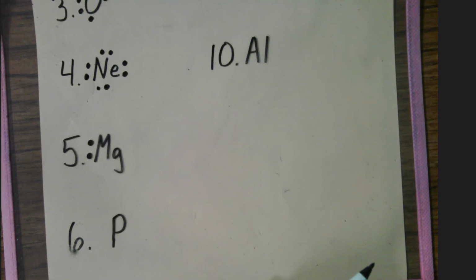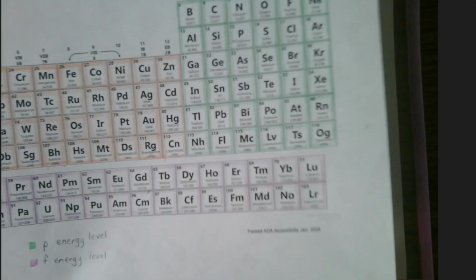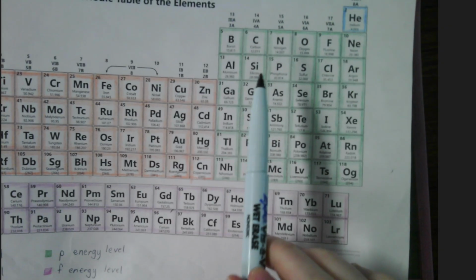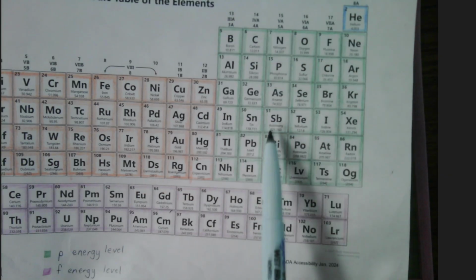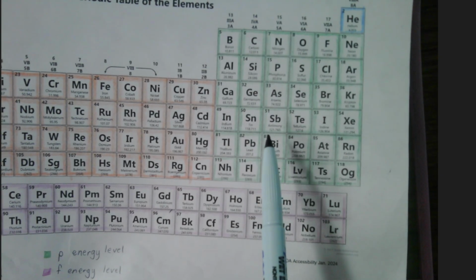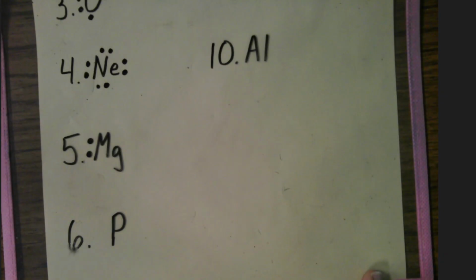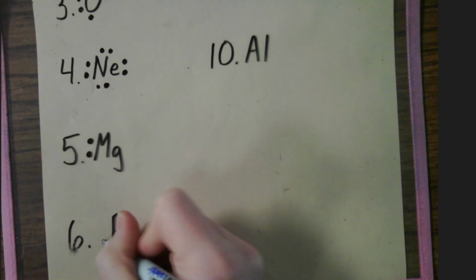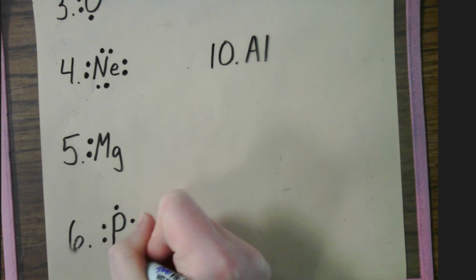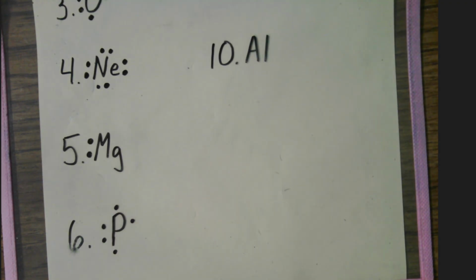Phosphorus. Phosphorus has 15 electrons. It's in row 5, so it's going to have 5 valence electrons. We're going to fill up our s orbital first. 1, 2, 3, 4, 5. We have our 5 valence electrons. All right, let's do a couple more.